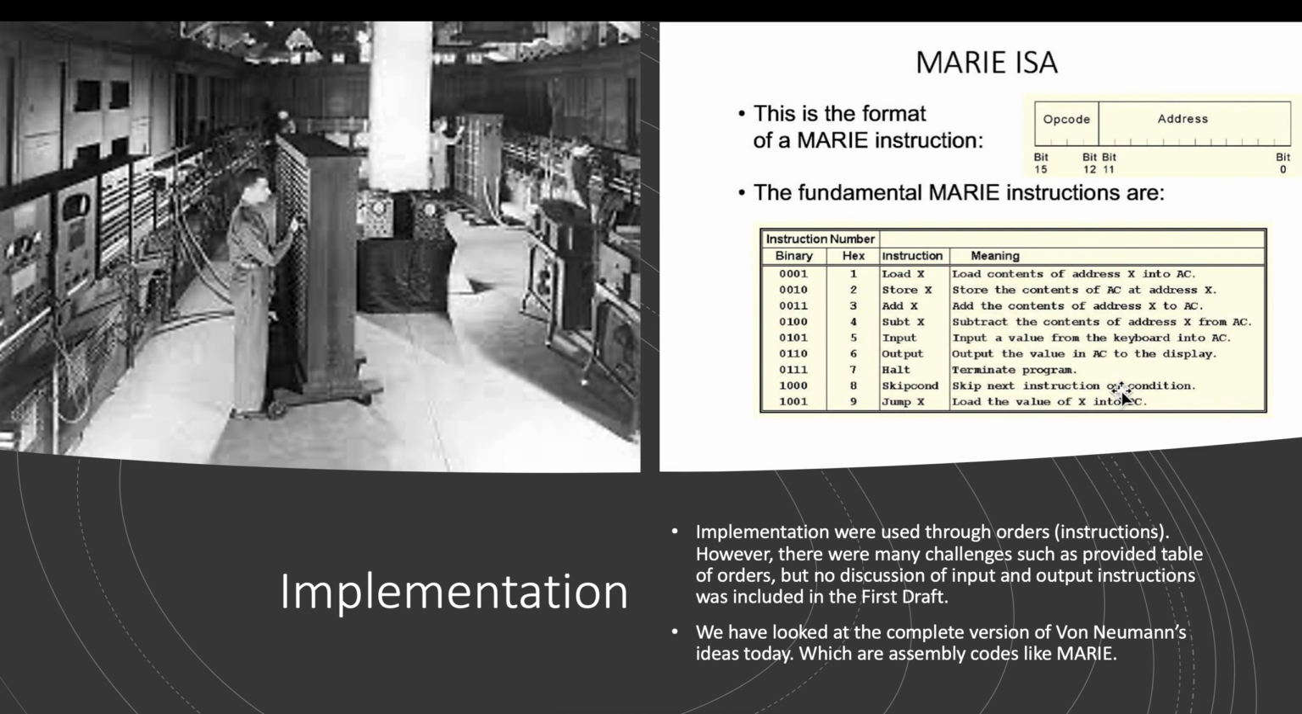You could see that this was the implementation that the ENIAC used, through order of instructions, but they weren't very complete because there was no input or output that we could see in the line. But this is the newer version that we use today, which are the MARIE instruction codes that we use in class, and we know the rest.